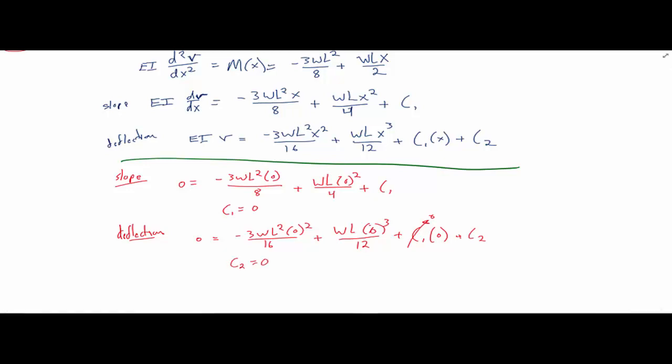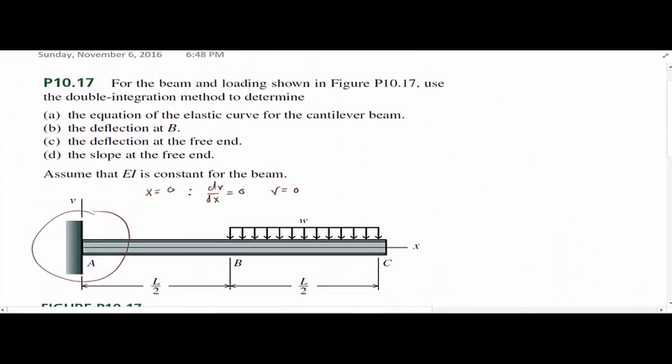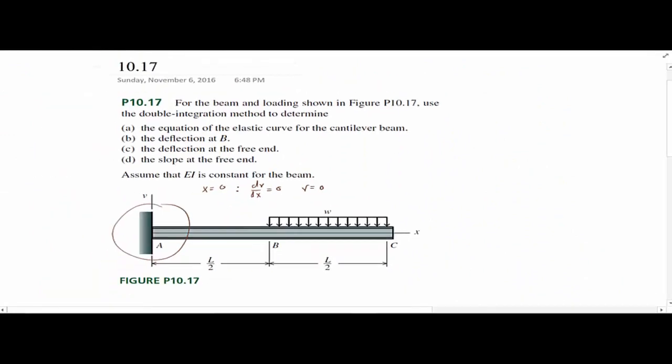Now that we know this, we can find what our deflection is at B, which is the next part, part B of this problem. So find the deflection at B. Let me zoom out here.